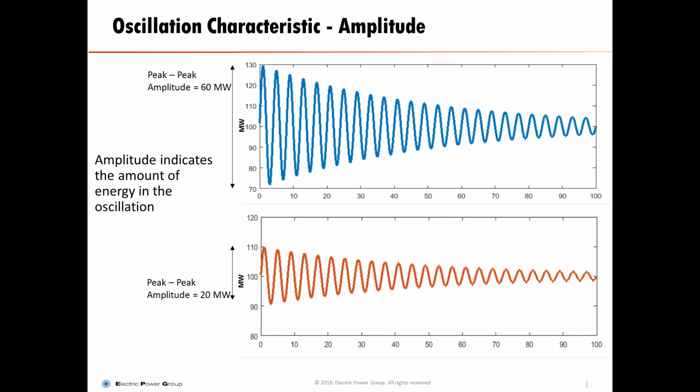The second characteristic of oscillation is energy. This is measured in terms of peak to peak, which is the distance between a peak and a successive valley. The two examples shown in the slide are a 60 megawatt oscillation peak to peak and a 20 megawatt oscillation peak to peak. Note that the energy changes over time and hence can be used to quantify the oscillation performance.